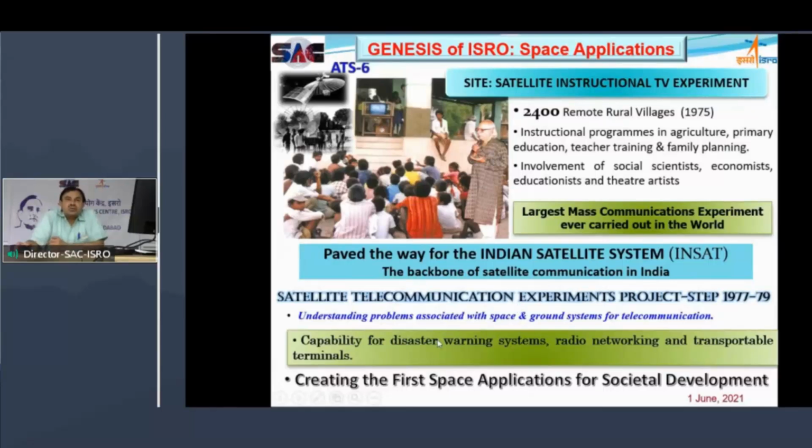We used to do disaster warning systems, radio networking, and transportable terminals were set up all across the country. Communication was happening from one place to another using satellite. That was the precursor to the INSAT and GSAT satellites which we are building now. So this was understanding how communication can be applied for applications. These two experiments were the major initiating steps for our communication program.